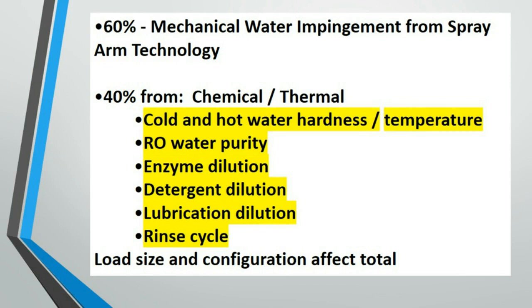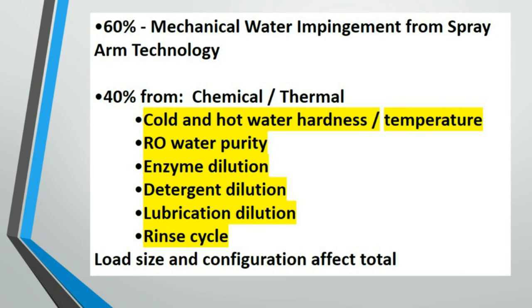So load size and configuration totally affect that, right? It affects both, really. It can stop impingement from happening well, and it can stop your chemical and thermal contact if loads are overloaded, if lids are not removed from trays, if multi-layer trays are put through the washer together. All of those are going to affect how that works.